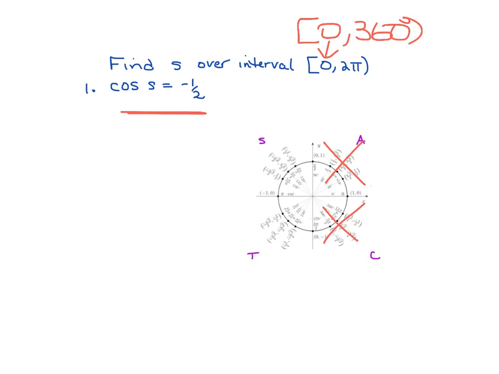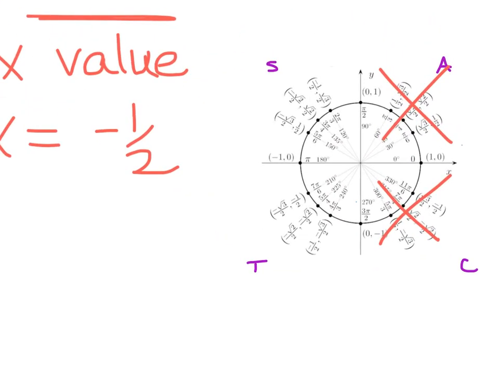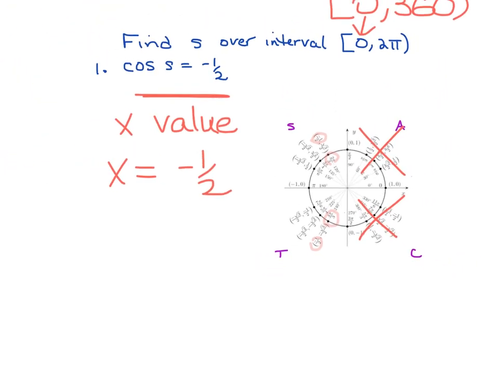The next thing I'm going to do is, now that I've eliminated, I only have 2 places to look, quadrants 2 and 3. Remember, cosine is associated with the x value. So what I need to do is look at my ordered pairs until I find the one that has negative 1/2 as the x coordinate, or the x part of the ordered pair. So I'm going to look for negative 1/2, and you can see that it's located right here. So 2 pi over 3, and then it's also located right here at 4 pi over 3. So my 2 answers for S are going to be 2 pi over 3 and 4 pi over 3.